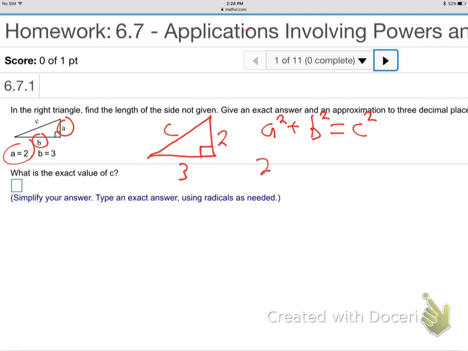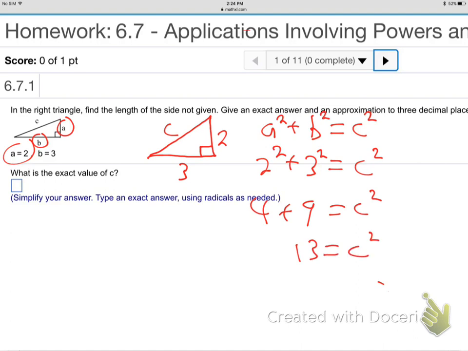So that's going to be 2 squared plus 3 squared is C squared. What's that? 4 plus 9. 13 is C squared. Good to there.